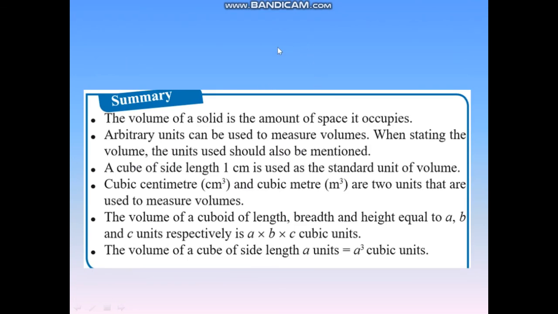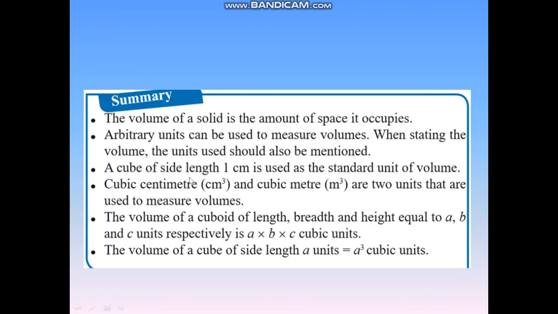Now let's see the summary of the lesson. Volume of a solid is the amount of space it occupies. Arbitrary units can be used to measure volumes. When stating the volume, units should also be mentioned. That is a must. When you are obtaining the volume, you must mention its units. For example, if you have a cube, and one side of the cube is given in centimeters, then you should express the volume in cubic centimeters.